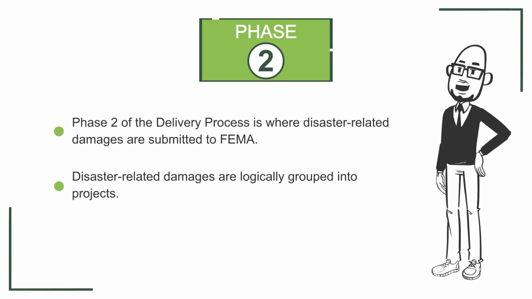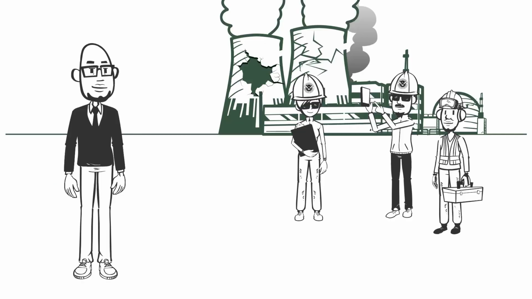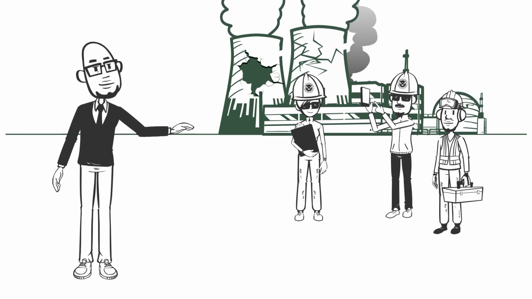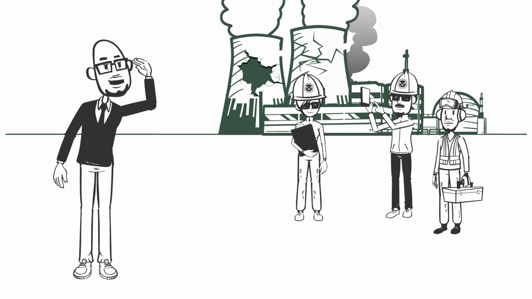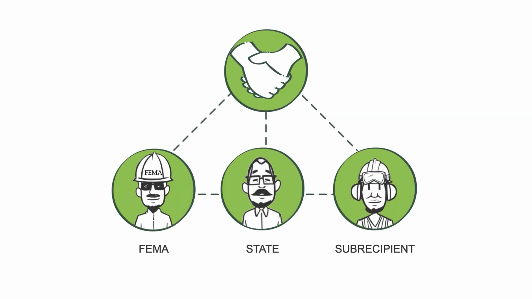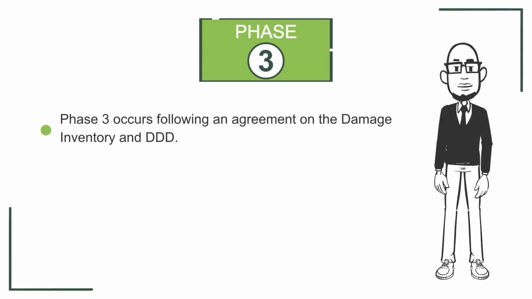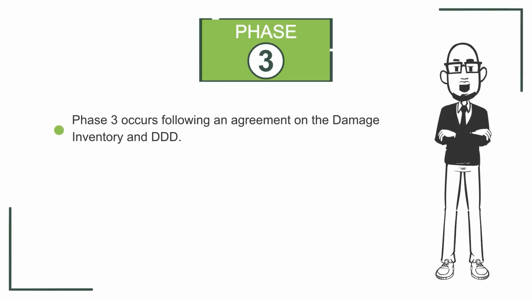Disaster-related damages are logically grouped into projects. FEMA conducts site inspections to document the damages submitted and develops the damage descriptions and dimensions. FEMA, the state, and sub-recipient must come to an agreement on the damage inventory and DDD developed based on reported damages. Phase 3 occurs following an agreement on the damage inventory and DDD.